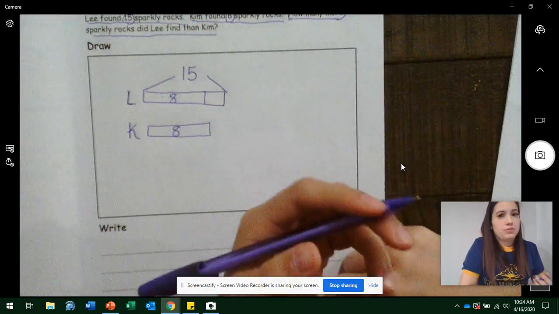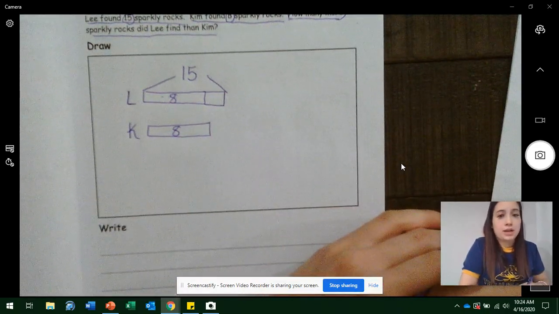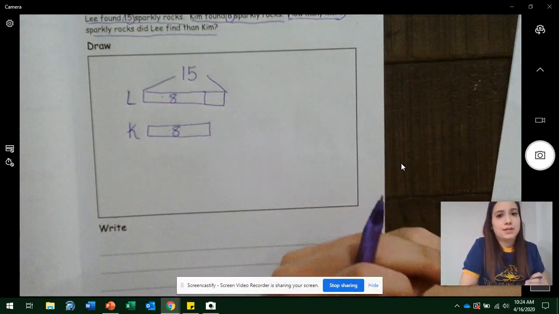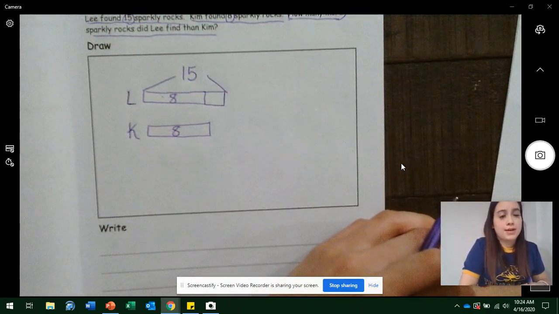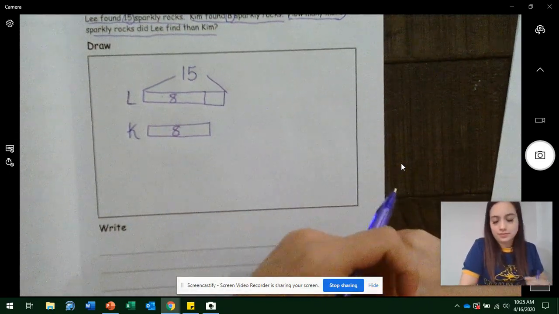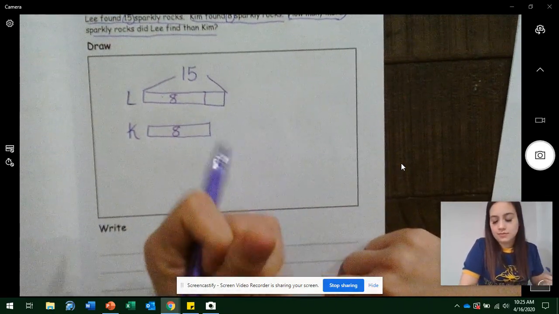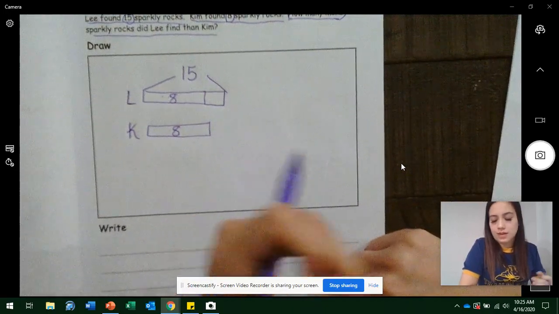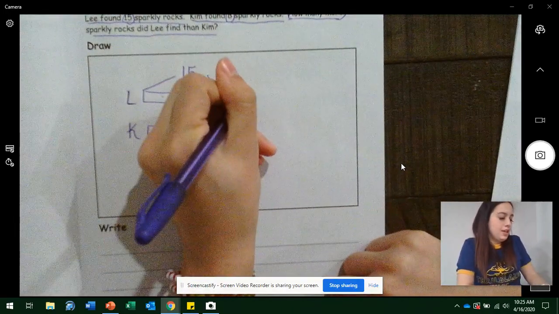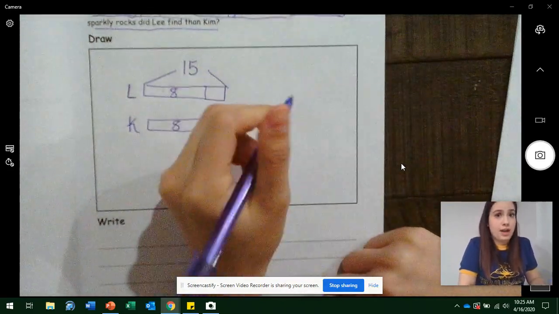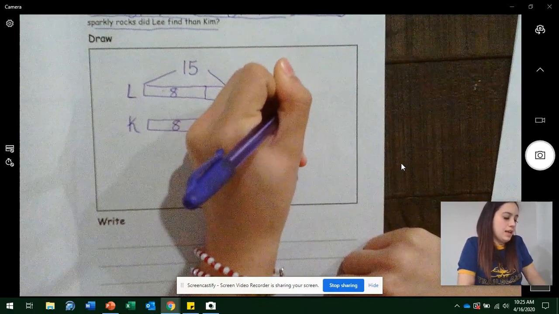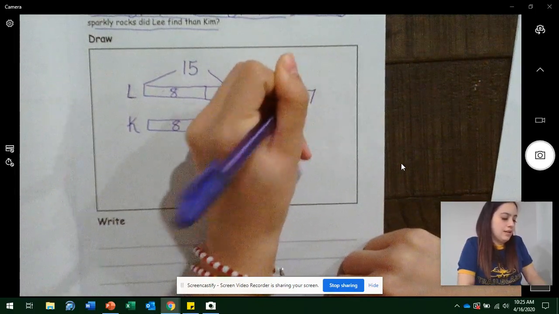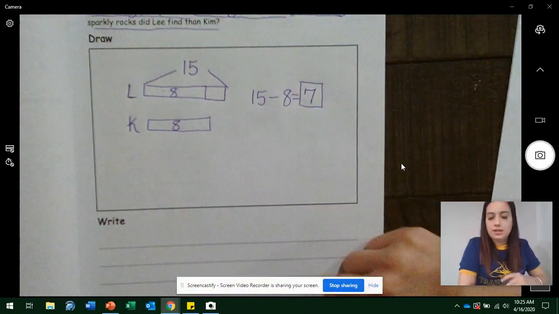So we said we were going to subtract when we compare. And when we subtract, we always start with the big number, which is our total. So say a subtraction number sentence out loud first. Get ready. Yes, very good. Now let's write it down. I write, you write. 15 minus 8 equals 7. And let's box our answer.